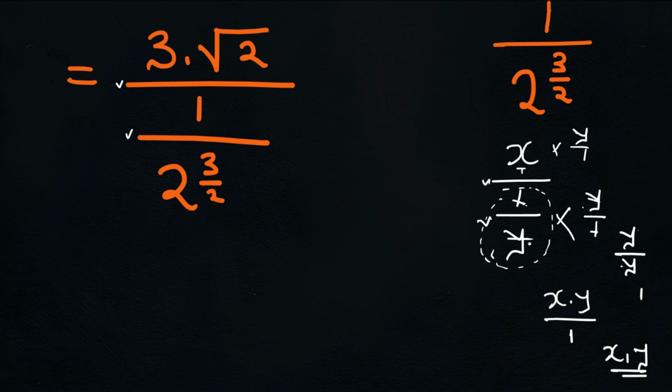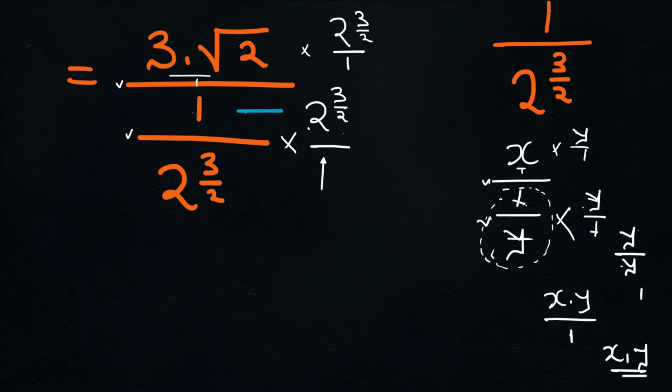So in this case we are going to multiply this with 2 to the power 3 over 2 divided by 1, and we do the same with our numerator. So this is over 1, so multiplied by 2 to the power 3 over 2 divided by 1. So in this case, if we look at our denominator, 1 multiplied by 2 to the power 3 over 2 is this, and then 2 to the power 3 over 2 multiplied by 1 is this. So 2 to the power 3 over 2 divided by 2 to the power 3 over 2. This is going to cancel this, and then you're going to be left with 1 as a denominator.